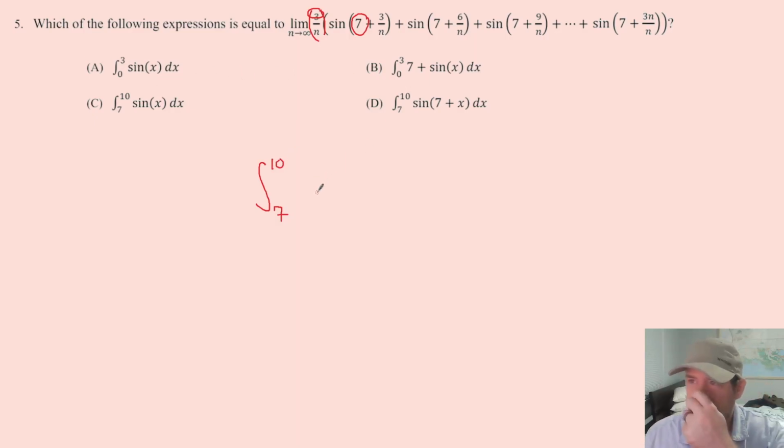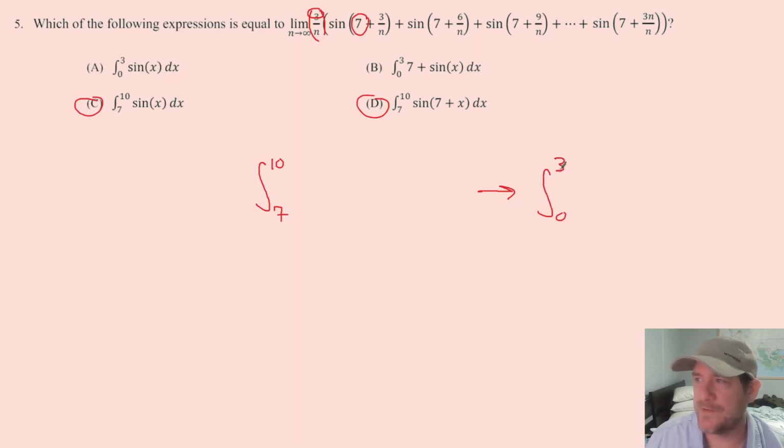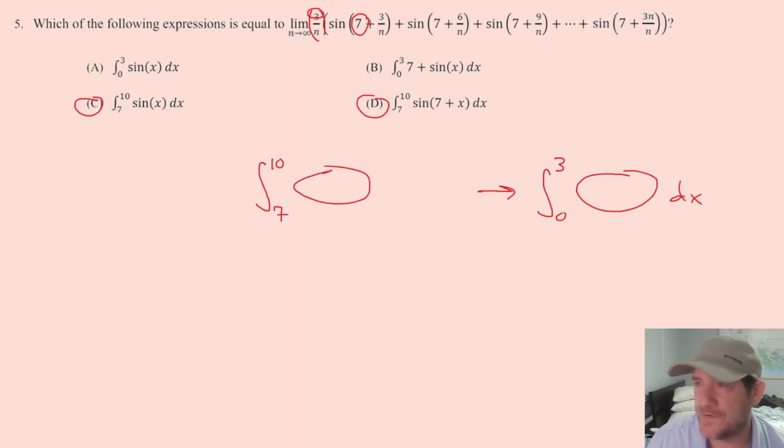So do I see a lot of 7 to 10s? Here's a 7 to 10. Here's another 7 to 10. But there are some 0 to 3s. So remember, if we wanted to take our function and shift it 7 to the left, we would end up with a 0 to 3. So of those choices, I haven't eliminated anything yet. It depends on what my function is going to turn out to be, whether my function needs to be shifted or not.